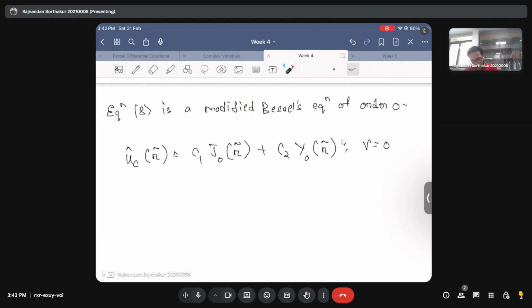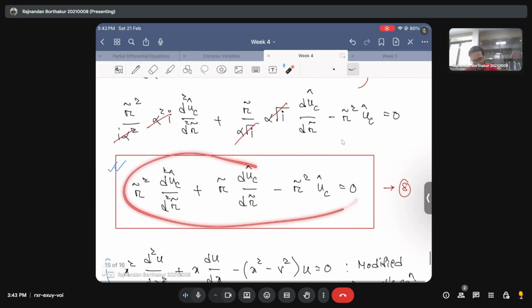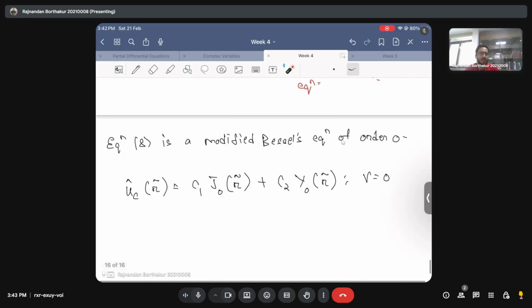Because since this equation is a modified Bessel's equation, the solutions are going to be a linear superposition of the modified Bessel function of order 0 of the first kind and the modified Bessel function of order 0 of the second kind.